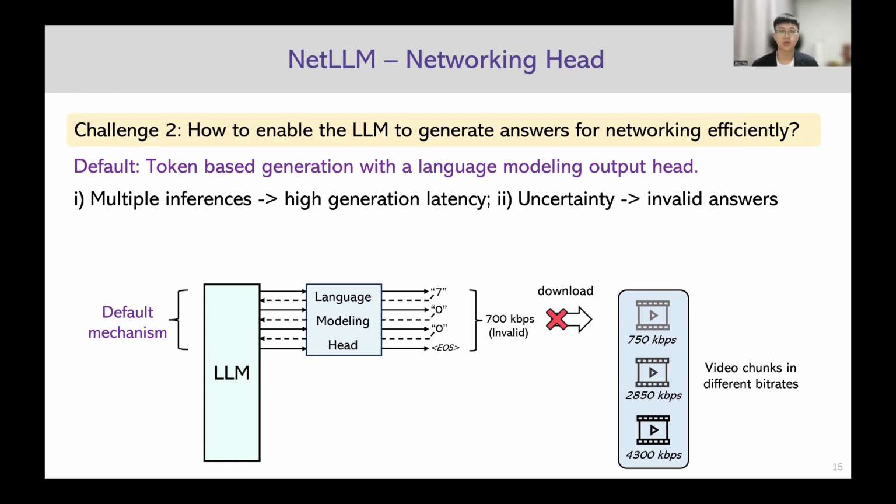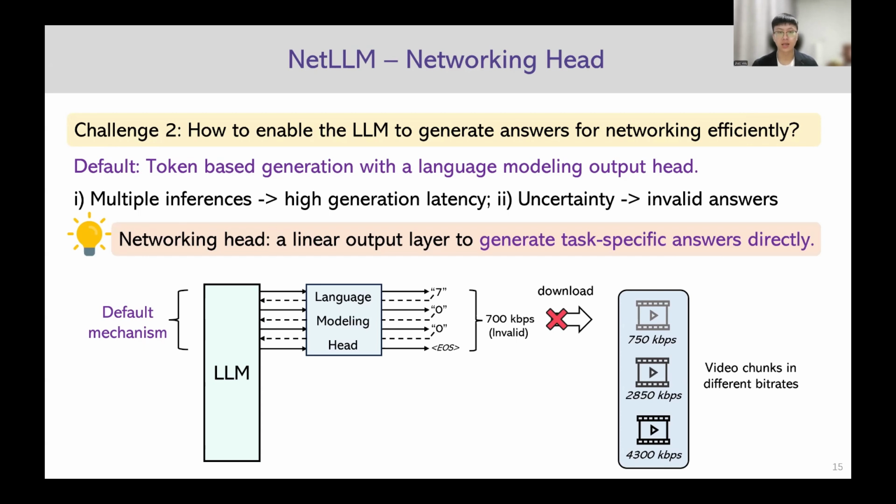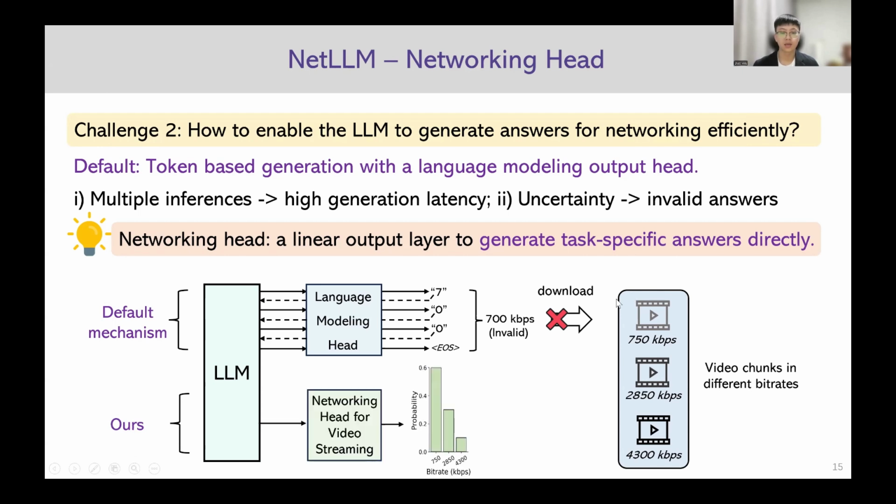And our idea to address this challenge is to replace the language modeling head with our customized task-specific networking head. And the networking head is in fact a linear output layer to directly generate answers based on the LLM output features. And let's look at a concrete example. Well, we feed the output features of the LLM into the networking head, and we can design the networking head to directly generate the probability distributions of the possible bitrates. Then we can sample a bitrate from the bitrate distributions. Then we can use this bitrate to download the video chunks.